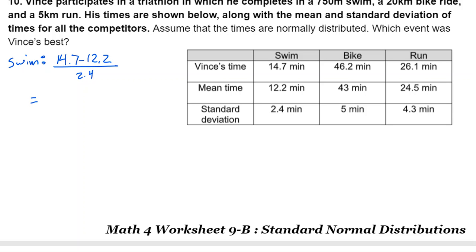That is going to be 2.5 over 2.4. Works out to be about 1.04. And we're going to do the bike.